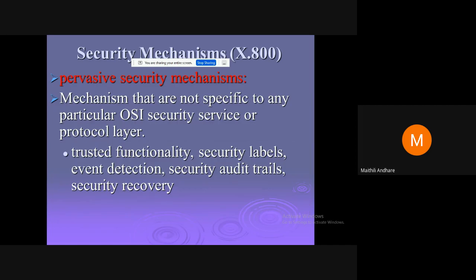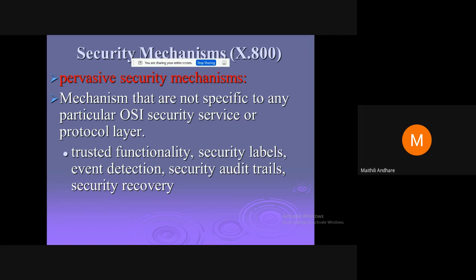Now, the next concept, which comes under security mechanisms only, is the pervasive security mechanism. So what is this mechanism? In short, this mechanism is a generalized mechanism. This mechanism is not applicable or implemented over the protocol layer. So it is not specific to any particular OSI security service. So it is a generalized mechanism.